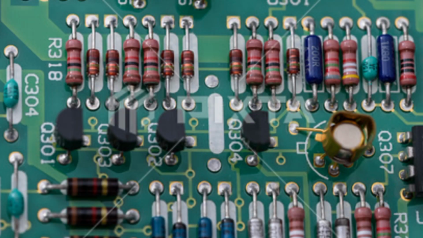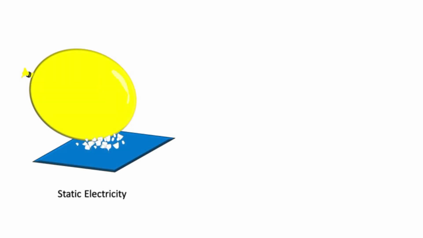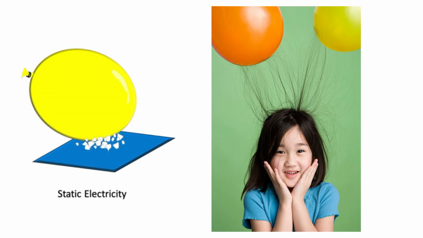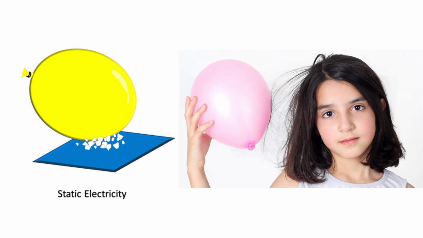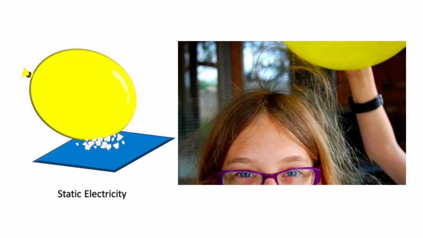So the best examples of static electricity: dust accumulation on electronic devices, that is due to static electricity. And another main example of static electricity is hair standing up after rubbing a balloon. This is the main and best example of static electricity. So this is the basic information about static electricity.